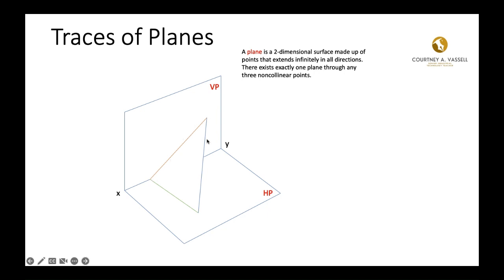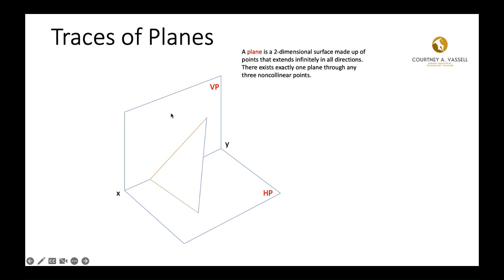Now the set square is suspended in space between the vertical plane and the horizontal plane. Should this side of the set square touch or penetrate the vertical plane, and should this side of the set square touch or penetrate the horizontal plane, then it would be considered our traces. So this would be your vertical trace, this would be your horizontal trace.